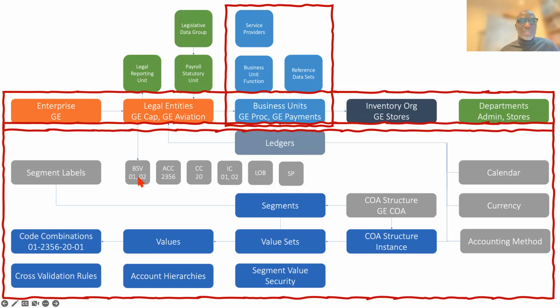And again, in this slide you can see examples of PSV values, an example of an account value, an example of a code combination. You could have GE as the enterprise, legal entities could be GE Capital, GE Aviation, business units could be GE Procurement, GE Payment, and you could have inventory org as GE Stores, departments could be admin, could be stores, and that's basically how the structure can be put together.